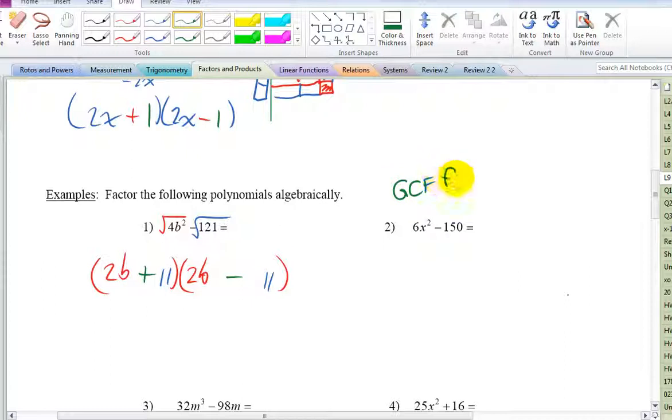GCF first. Okay. They're both even numbers. You know there's going to be at least a GCF of 2. I bet you there might be a GCF of a higher number. 3. So 2 works, 3 works. 6 will work for both as well then. Okay, go ahead. Take out a GCF of 6.